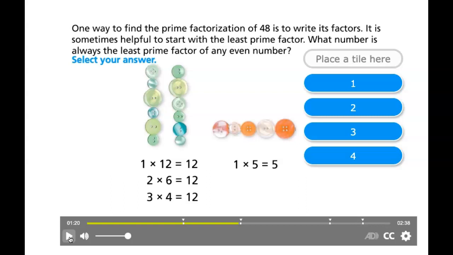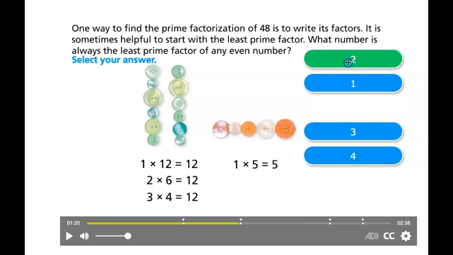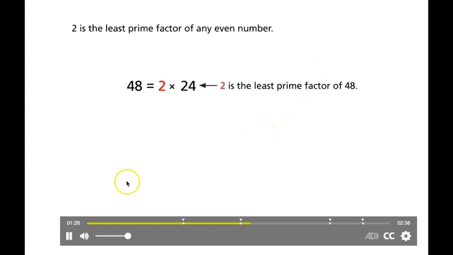Daniel, why did you change your number? Say factor of any even number. So let's take the first answer you got. That's your first answer. 2 is the least prime factor of any even number.